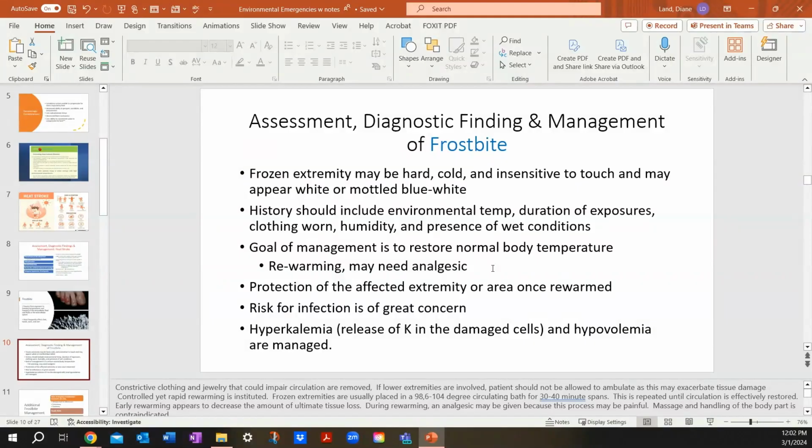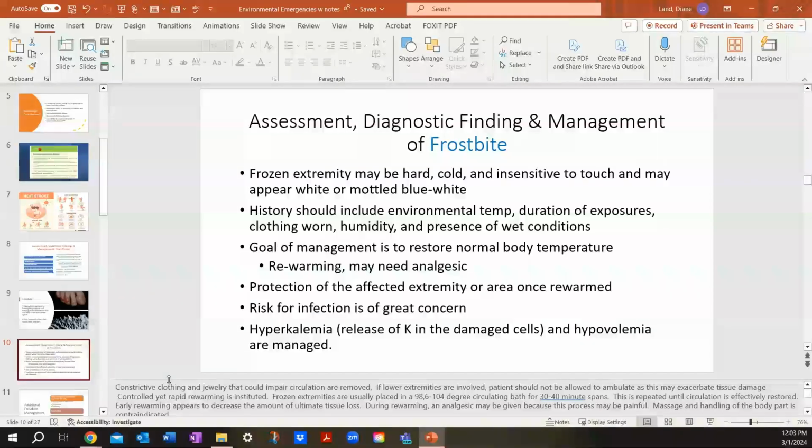Now remember, cold constricts, it vasoconstricts, and they're not going to get circulation to that extremity. So when those tissues start to die and those cells break open, the potassium releases from the cell and gets into the bloodstream. So hyperkalemia. So emia means bloodstream. So we have too much potassium in the bloodstream. And then hypovolemia are also managed as well.